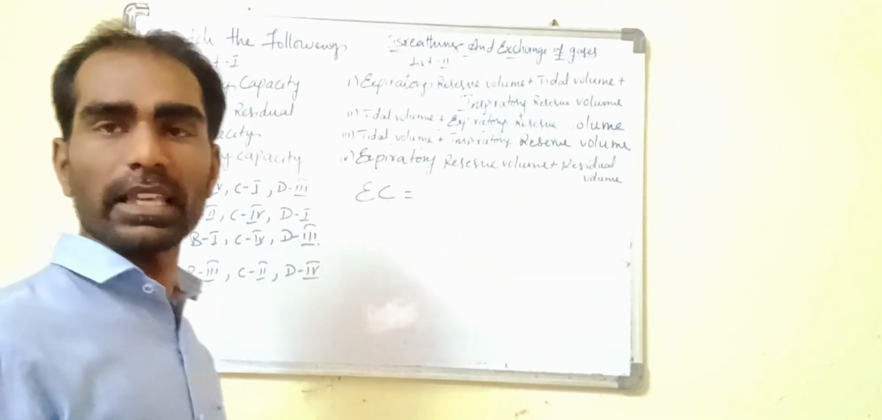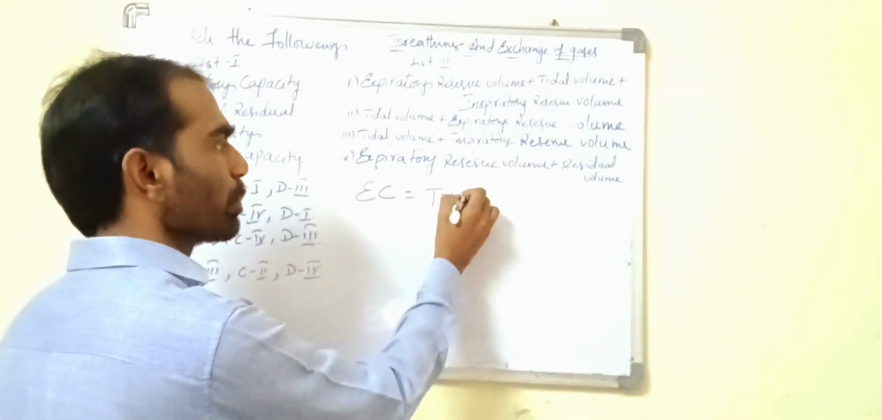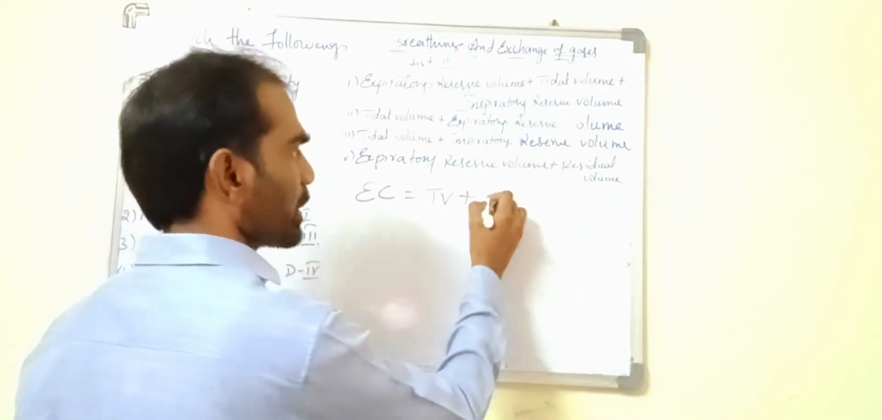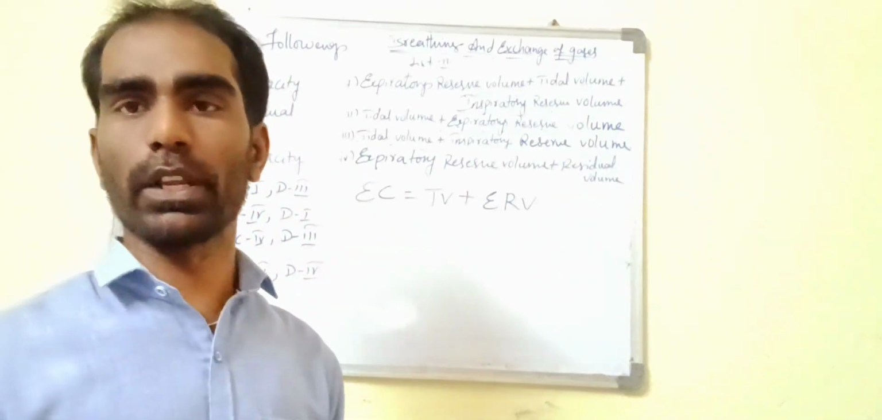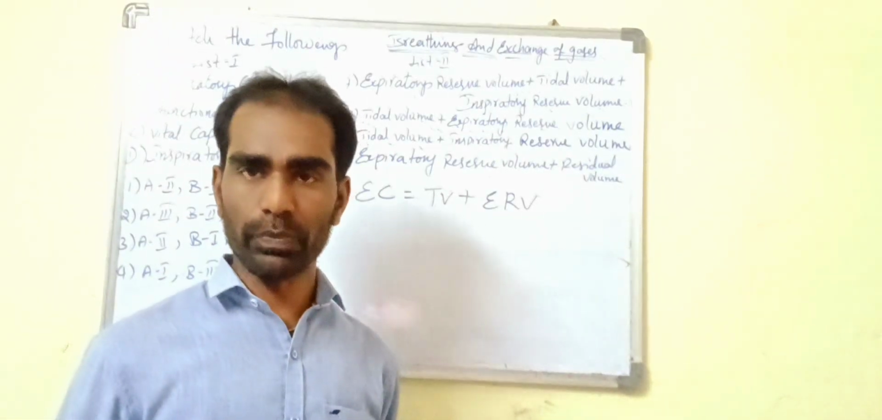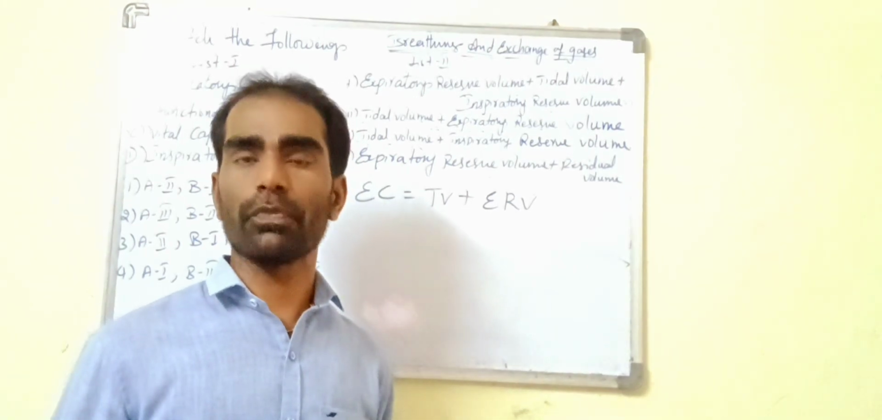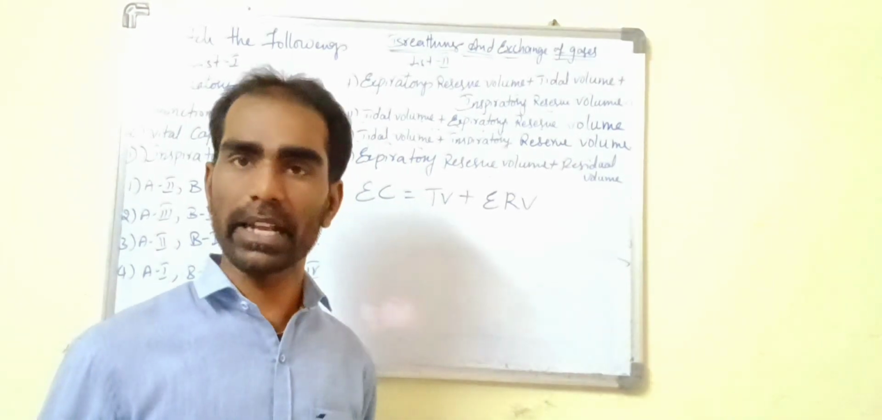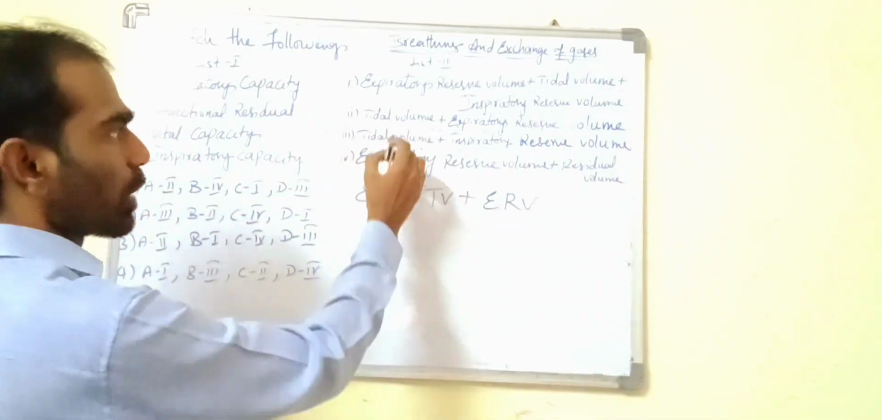Expiratory capacity is indicated as the amount of tidal volume plus expiratory reserve volume. What is expiratory reserve volume? The forcible expiration after the normal expiration. The forcible expiration indicates the expiratory reserve volume.